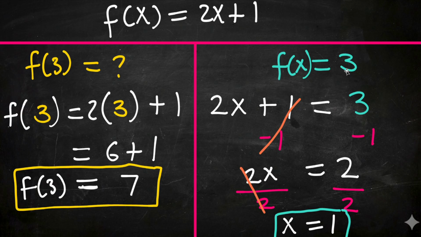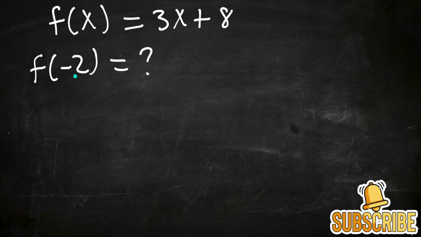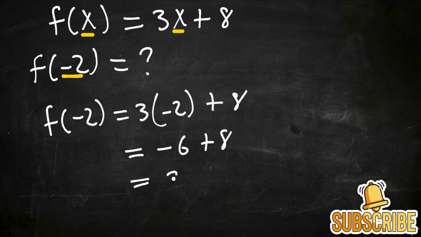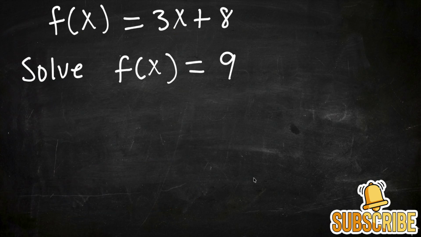Let's do one more example just to make everything click together. f of negative 2: is negative 2 input or output? Since it's inside the parentheses, it's going to be an input, which means it's going to replace x. So let's do that. So now it's going to be f of not x anymore, but negative 2 equals 3 times negative 2 plus 8, which is negative 6 plus 8, which is equal to 2. So f of negative 2 is equal to 2. Let's look at the other side of this.